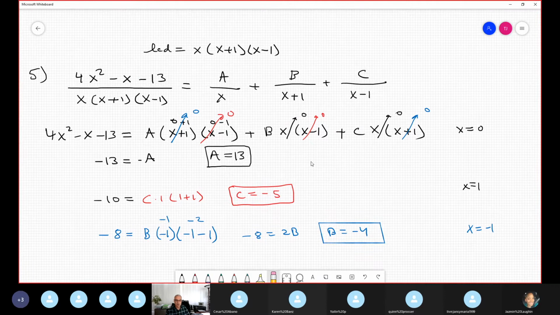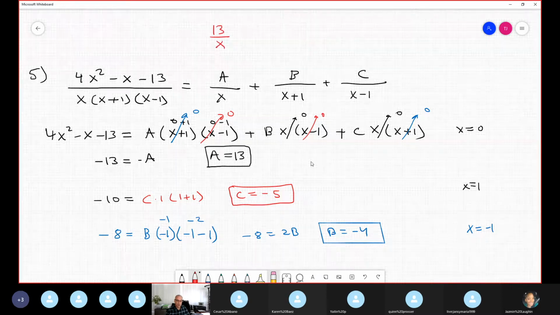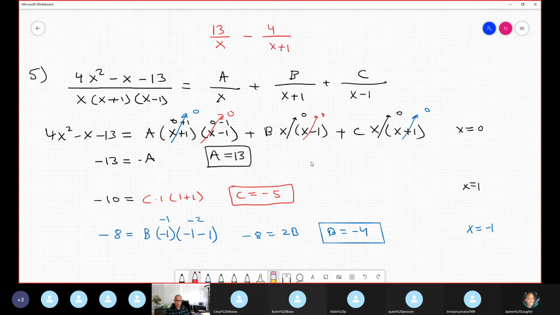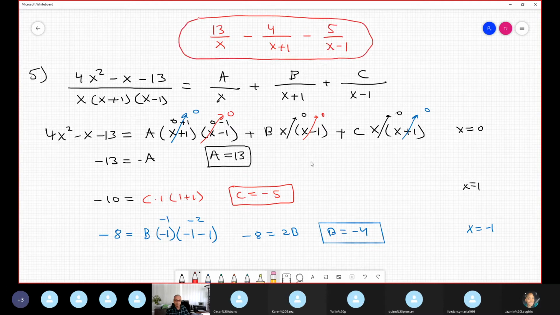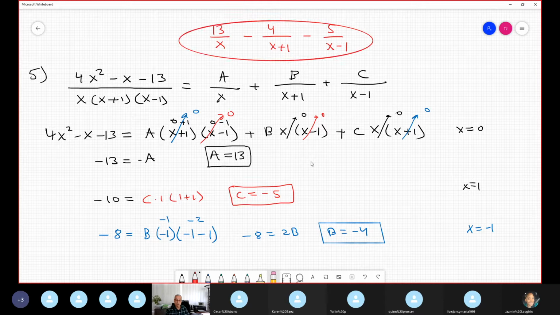Okay, my answer is the partial fraction decomposition. A is 13 over x. B is negative 4, so minus 4 over x plus 1. And C is negative 5, so negative 5 over x minus 1. And this is the partial fraction decomposition, and this is the answer that corresponds with option B. I guess so.